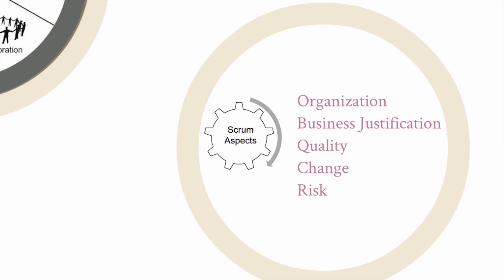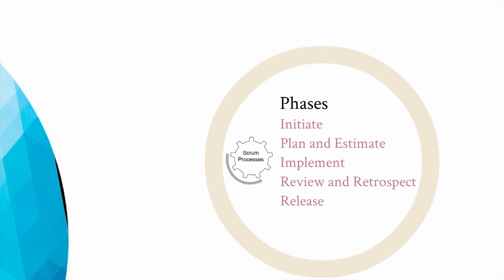Chapters 3 through 7 elaborate on the 5 Scrum aspects that must be addressed throughout any project. The chapters discussed are organization, business justification, quality, change, and risk. Chapters 8 through 12 cover the 19 Scrum processes involved in carrying out a Scrum project. These processes are, in turn, part of 5 Scrum phases, which are initiate, plan and estimate, implement, review and retrospect, and release. The phases detail the associated inputs and outputs of each process, as well as the various tools that may be used in each.